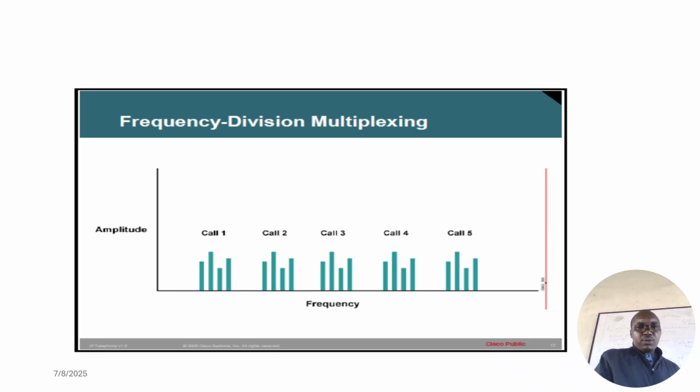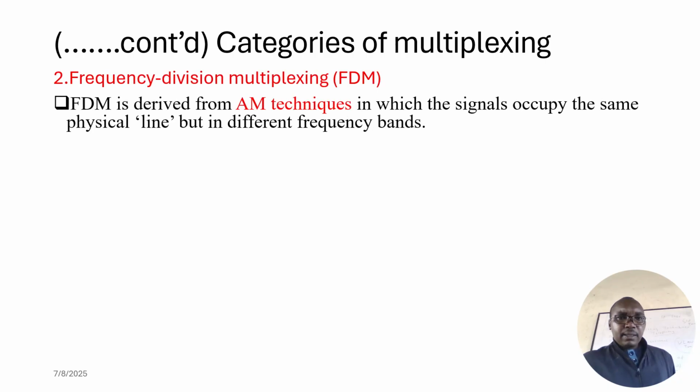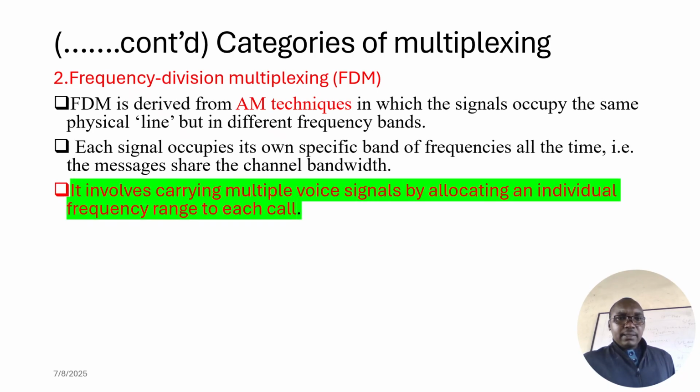Caller 1, caller 2, caller 3, caller 4, and caller 5 is just an illustration of how it works with frequency. What is FDM? FDM is derived from AM techniques in which the signals occupy the same physical line, but in different frequency bands. Each signal occupies its own specific band of frequency all the time, i.e., the message shares the channel bandwidth. Okay, underline the word bandwidth.